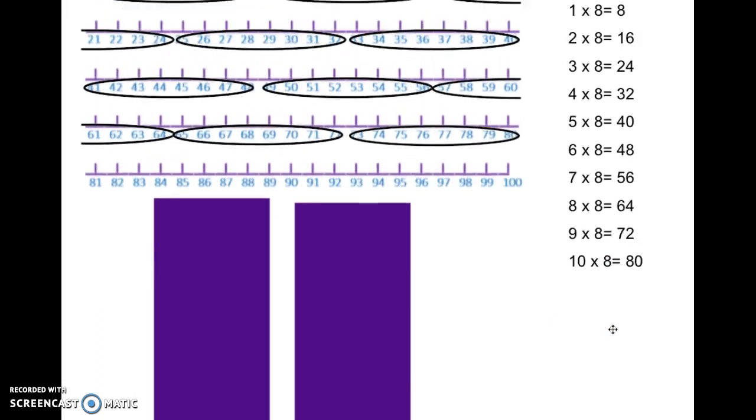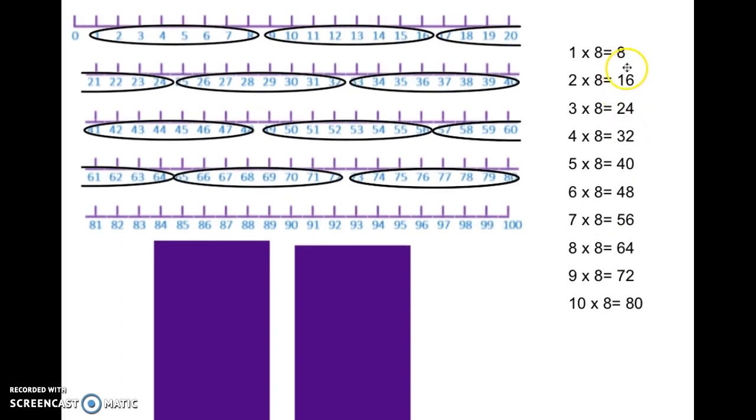Let's go ahead and read the products of all of those. So we have 8, 16, 24, 32, 40, 48, 56, 64, 72, and 80. Go ahead and take a second and see if you can recognize any patterns. You can think back to our other count bys, looking at our 2s count bys, our 4s count bys, all of our different count bys, and see if you can find any patterns that you recognize, or just looking at the products as well.